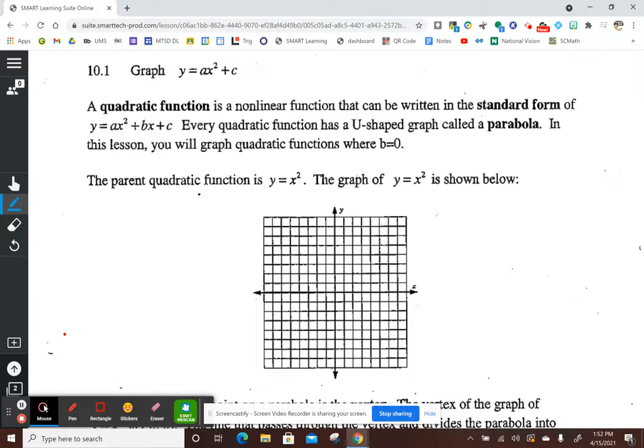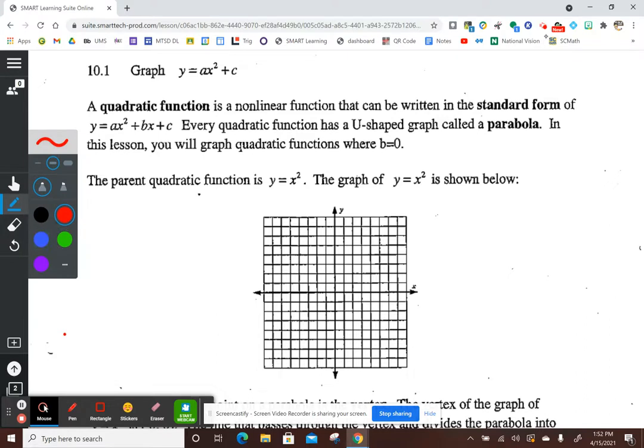Okay, so this is page 1 of the Chapter 10, Part 1 packet. And we're going to go over quadratic functions, how to graph them, and what they look like. So a quadratic function's a nonlinear function that can be written in standard form. And the standard form is y equals ax squared plus bx plus c. This should look familiar because that's exactly what the quadratic trinomial looked like.